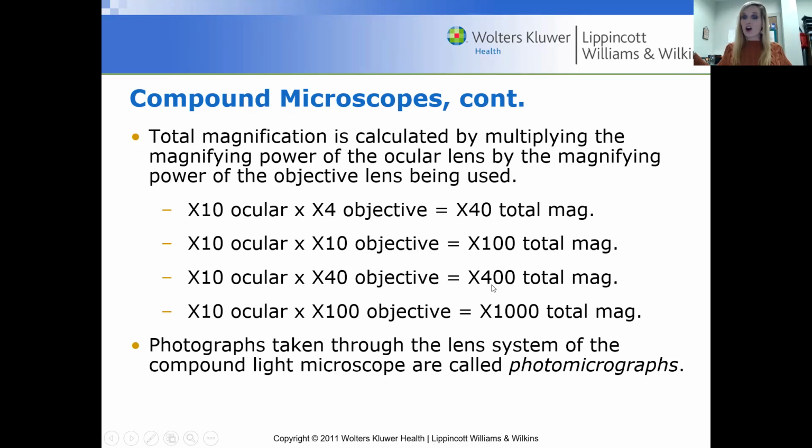That's because your eyepiece is always times 10, and that number times 10 just adds a 0. So easy way to do that if you get that on a test, just FYI on that.